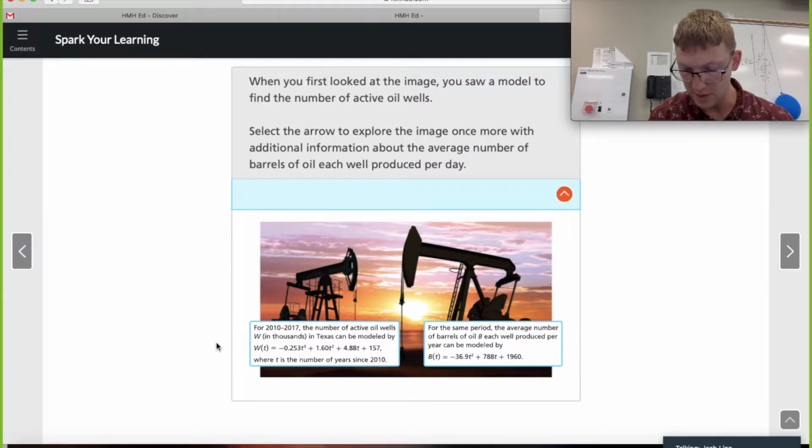So now that we just have complicated expressions, what are we going to do? You guessed it. We can multiply them together. And that would essentially give us the total number of barrels being produced on a daily basis in the great state of Texas. So let's figure out how to do that.